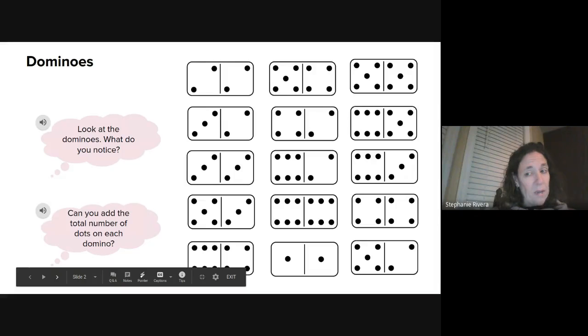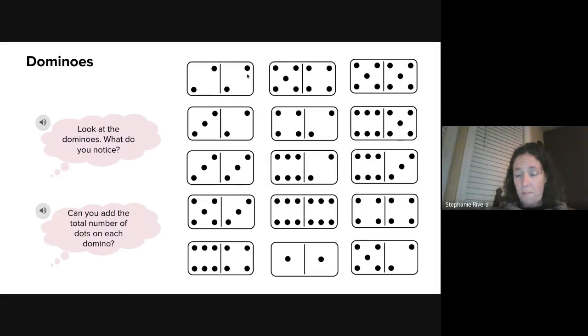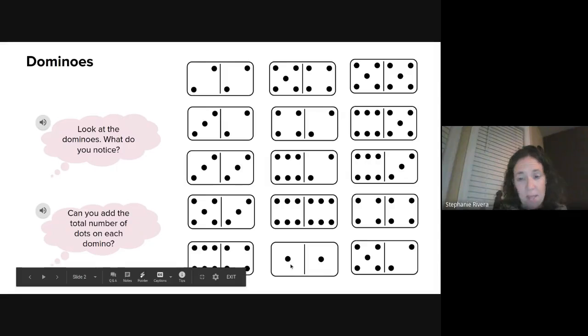Well, I heard some of you saying you see some of the same numbers. I heard some of you saying you see some of the same totals. All right, can you add the total number of dots on each domino? Let's take a look at this one. How many dots do we have on this domino? Oh, I heard you yell it out. 2 and 2 is 4. Good. How many dots do you see on this domino? You're right. 6 and 6 is 12. How many dots on this domino? Oh, I knew you'd know that one fast, right? 2 dots.